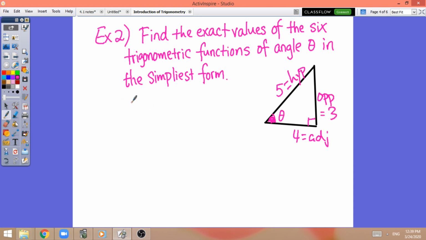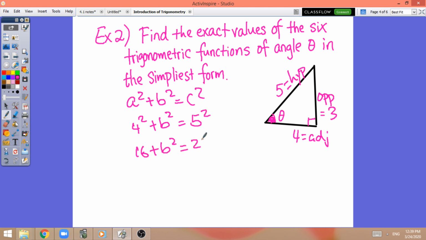So let's do it this way. a squared plus b squared equals c squared. We got a squared, which is 4 squared, plus b squared, that's what we need to find, and then c, which is 5, the hypotenuse. So 16 plus b squared equals 5 squared, 25. So 25 minus 16 is 9. Square root both sides, so b is 3. So that's exactly what we found. Another thing you can do is use the Pythagorean triple, because all 3 numbers are integers. Okay, so now let's find all the ratios.